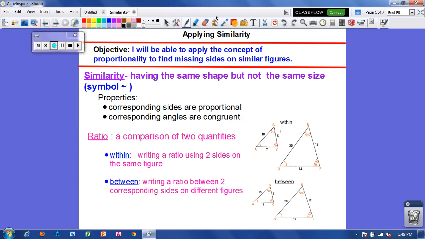Hey guys. Alright, today we are talking about applying similarity. Make sure you write down everything that you see and make sure you write down everything that I write down.